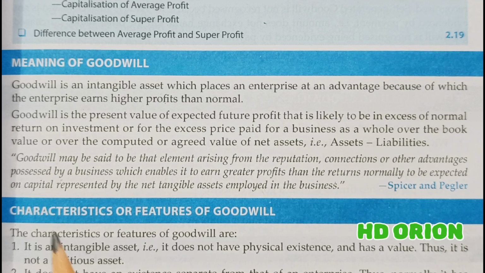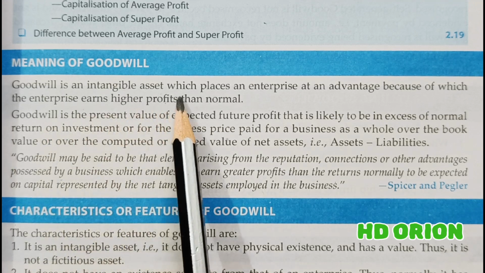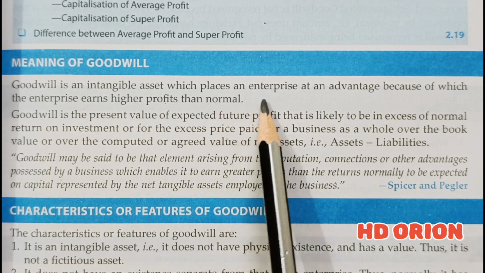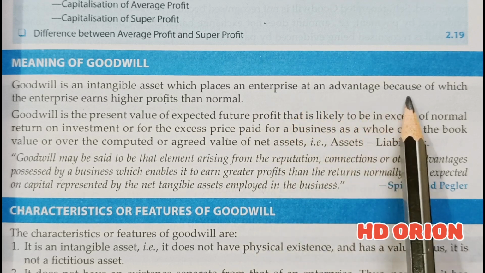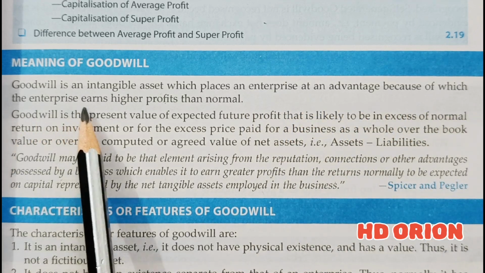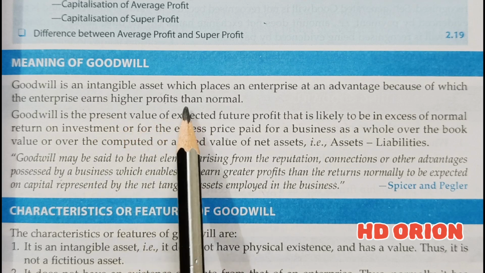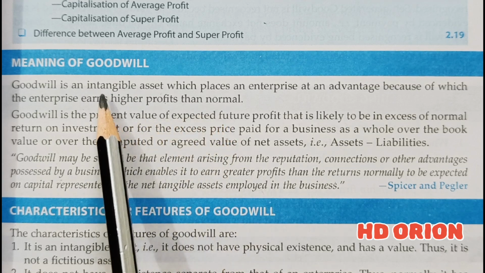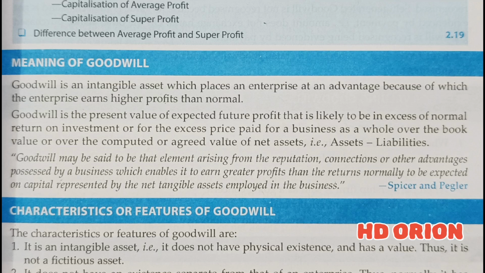As given in the book, goodwill is an intangible asset which places an enterprise at an advantage because of which the enterprise earns higher profits than normal. So it is an intangible asset. Intangible asset means an asset which cannot be seen or touched. Its physical existence is not there, but it can be felt, and because of goodwill, an enterprise is in a position to earn more profit than the normal profit.